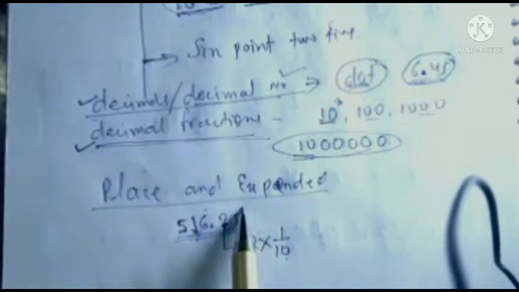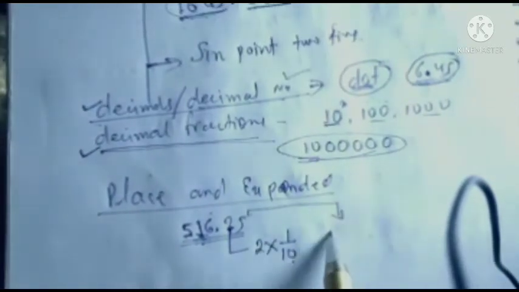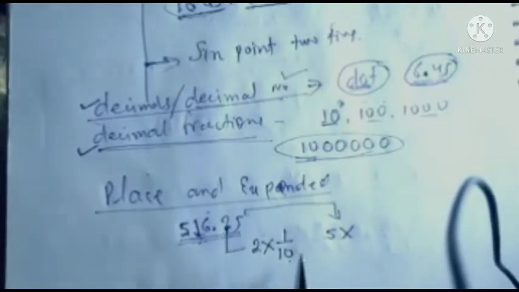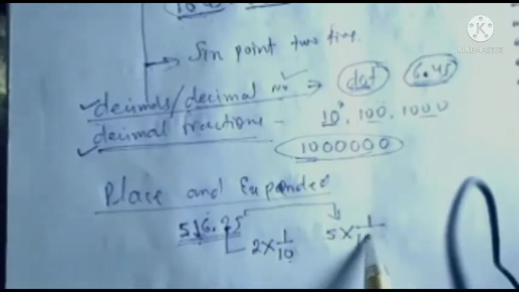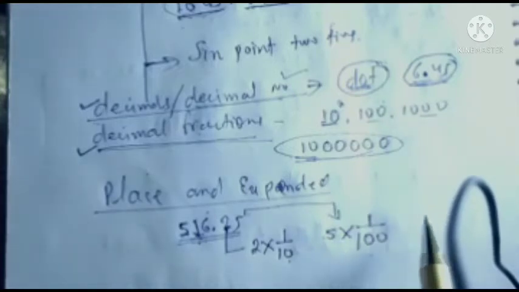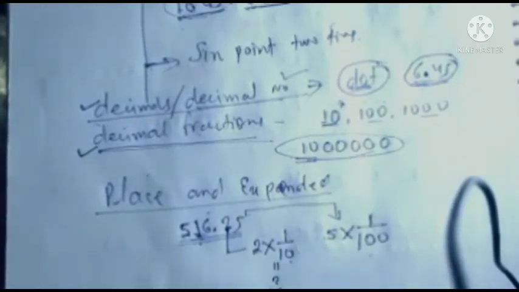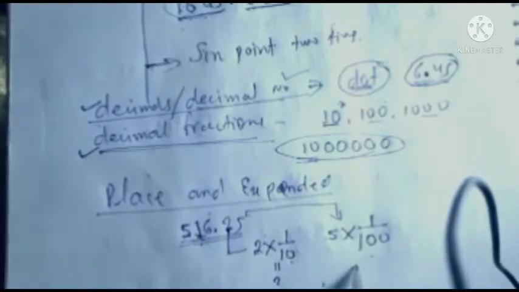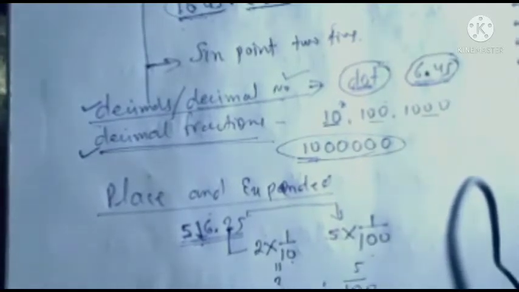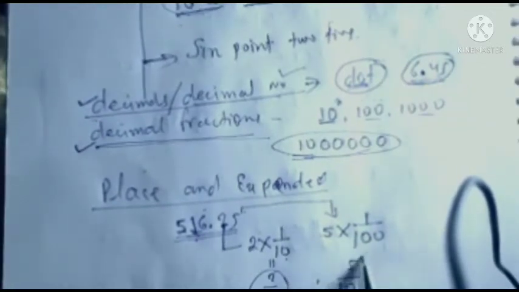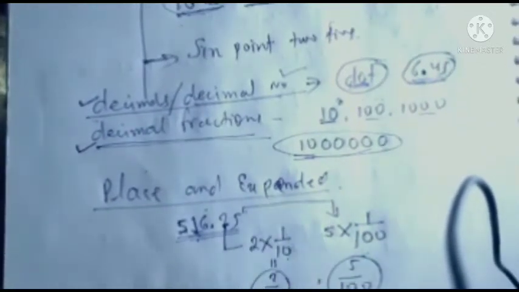If the question asks about the place value of 5, where is 5? 5 is at the hundredths place. Hundredth means multiplying by 1/100. So the place value of 2 will be 2/10, and the place value of 5 will be 5/100. So these are the place values of the numbers according to the condition.